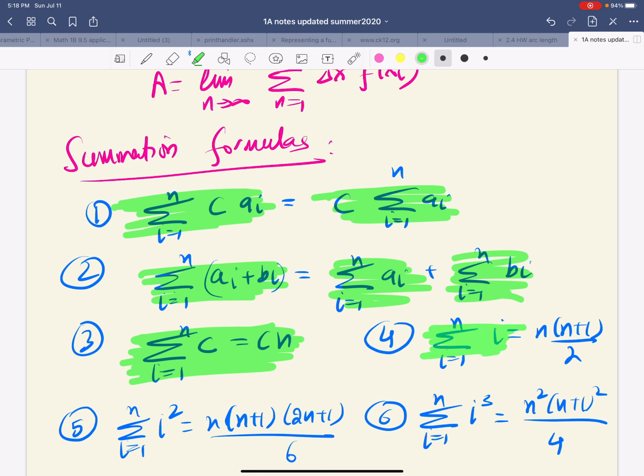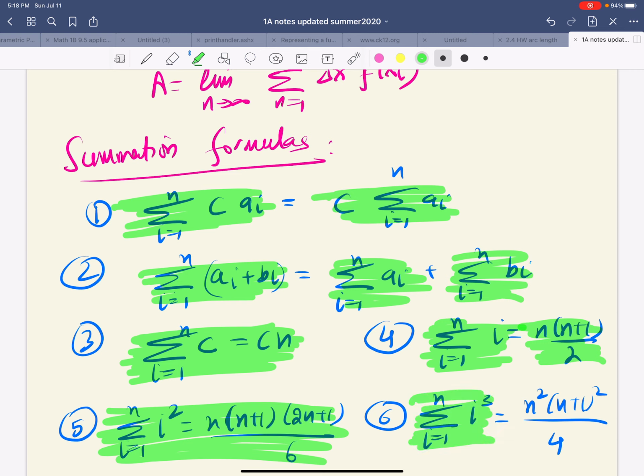Summation i equals 1 to n of i would be n times n plus 1 over 2. We can use it to find the sum of the first 100, first 2000, first 50,000 numbers. Summation i equals 1 to n of i squared would be n times n plus 1 times 2n plus 1 over 6. Summation i equals 1 to n of i to the third power would be n squared times n plus 1 squared over 4.